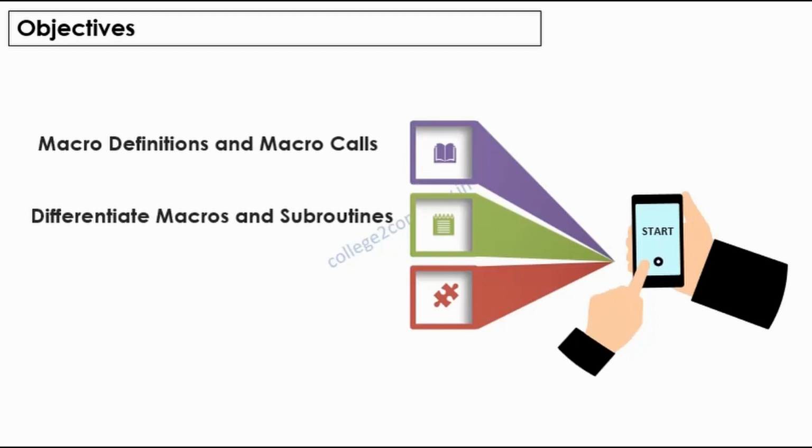The objectives of this first lecture of Unit 3 are to understand macro definitions and macro calls, differentiate between macros and subroutines, and look at the various features of the macro facility in an IBM 360-370 machine.